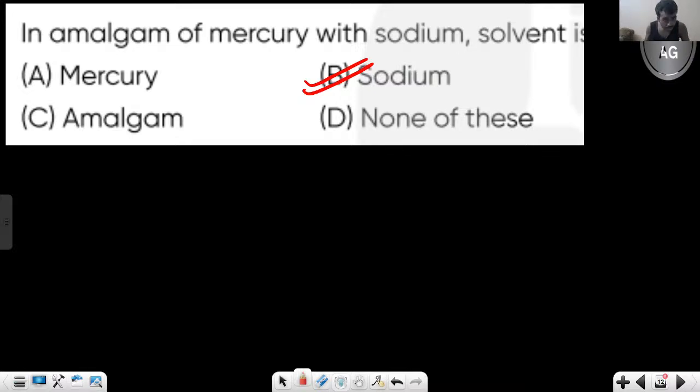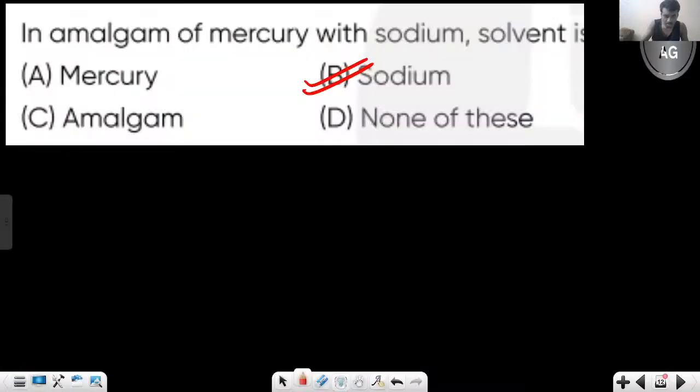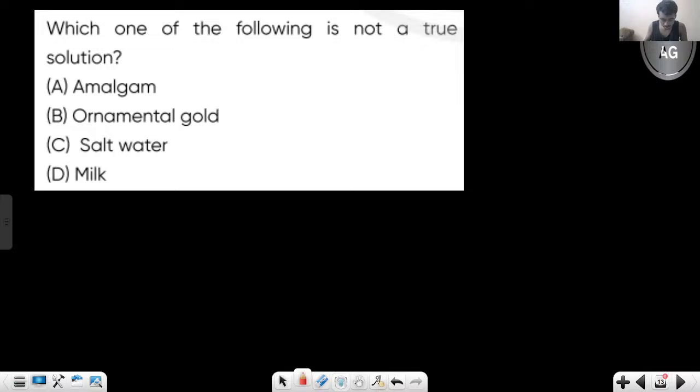Understood? I am sometimes closing the screen because my chat box is there behind. Okay, anyways, next question. Tell. These are all stupid questions.